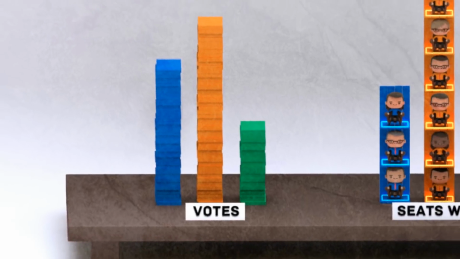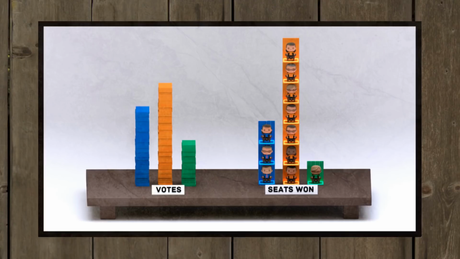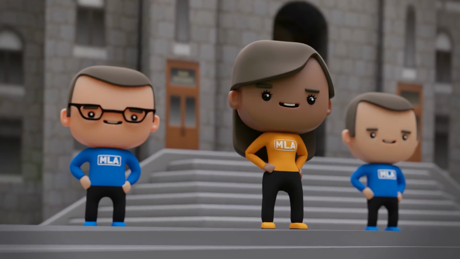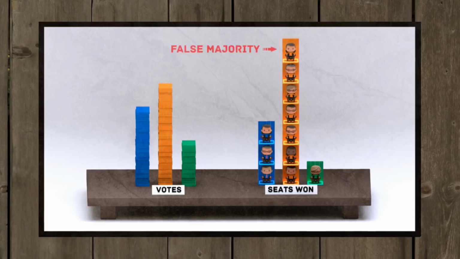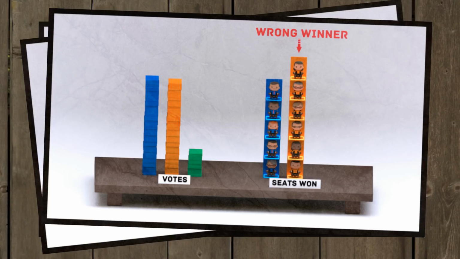Like any voting system, first-past-the-post uses a set of rules to convert votes cast into legislative seats. In BC, the elected candidates become members of the Legislative Assembly, or MLAs. What stands out about first-past-the-post is the difference between a party's share of the vote and their share of the seats. We often get false majorities. That's where a party supported by a minority of voters receives more than half the seats. Sometimes we get inflated majorities, where almost all of the seats go to one party. And sometimes we get wrong winner elections, where the party with the second most votes forms a majority government.